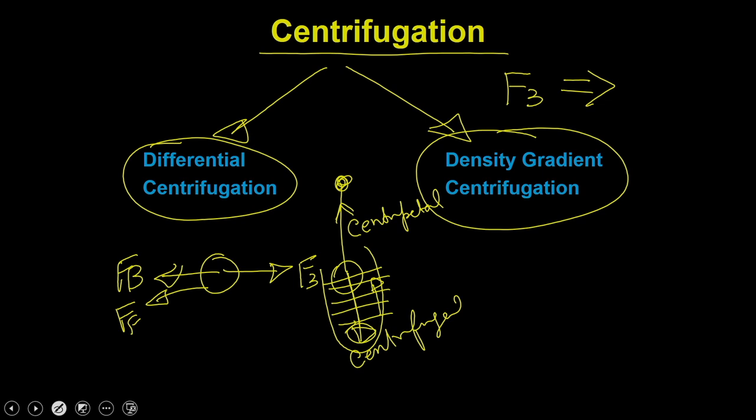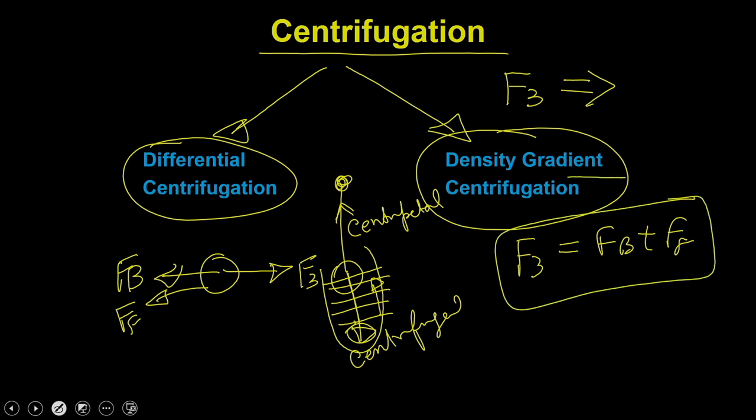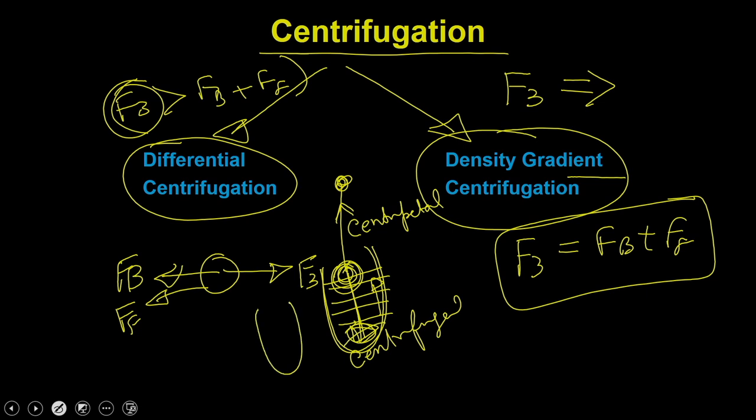So F3 is going to be equal to or bigger than the opposing forces in both cases. F3 can be equal to FB plus FF in the case of density gradient centrifugation. In differential centrifugation, F3 is going to be bigger than FB plus FF, because in that case F3 is going to push this object towards the end of the tube, and because the tube is closed at the lower end, the object will go and form a pellet. Since the opposing forces are very little, the object will reach the end of the tube and be pelleted down.